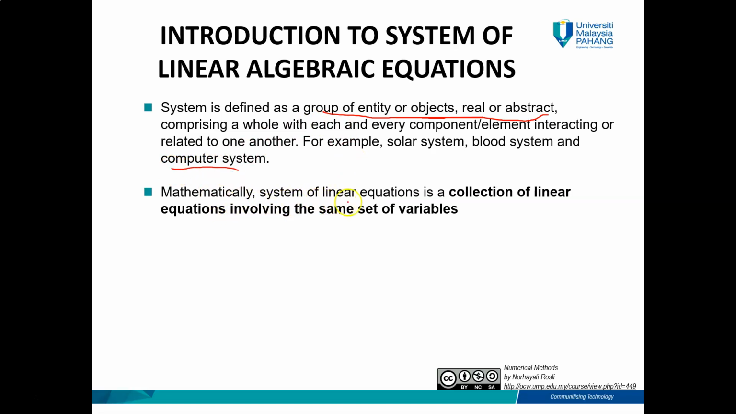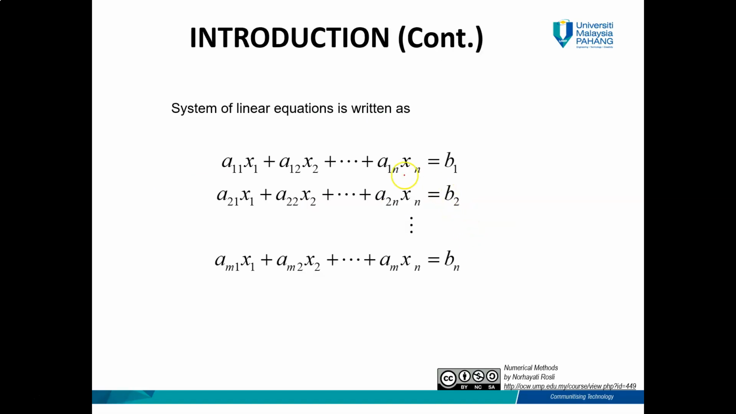And in mathematics, the system, we call it a linear equation. It means that it is a collection of linear equations involving the same set of variables. So here it involves the same set of variables. What does it mean by that? A linear system, if you write it in mathematics, you can write as a11x1 plus a12x2 plus up to a1n xn equal to b1. So here you can see this one is the first equation, and this one is the second equation, and so on. We have m equations.